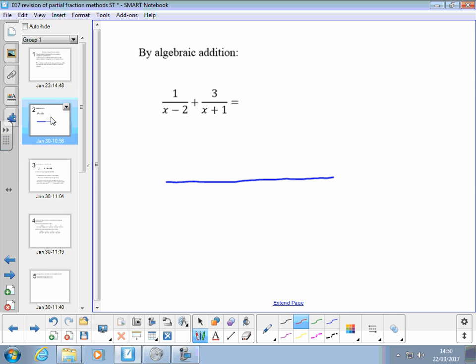If we wanted to do 3 over 7 plus 7 over 8, what would I do to find the common denominator? Multiply the denominators together. So 7 8s are 56. So my common denominator is 56. And then what do we have to do? Do to the top what you've done to the bottom.